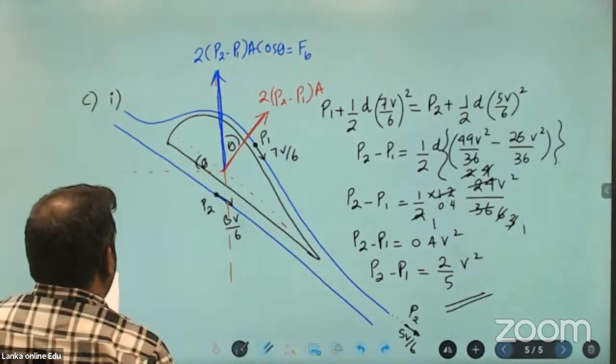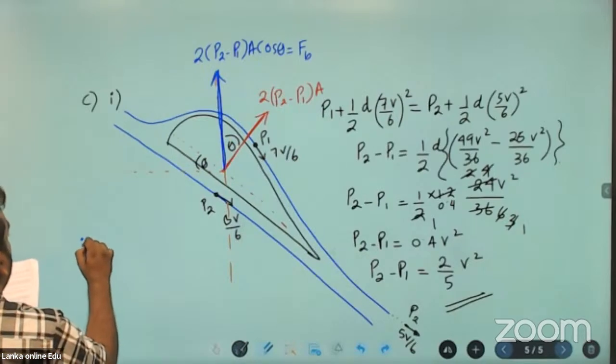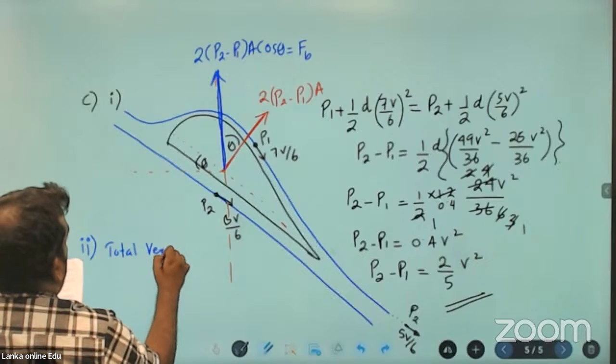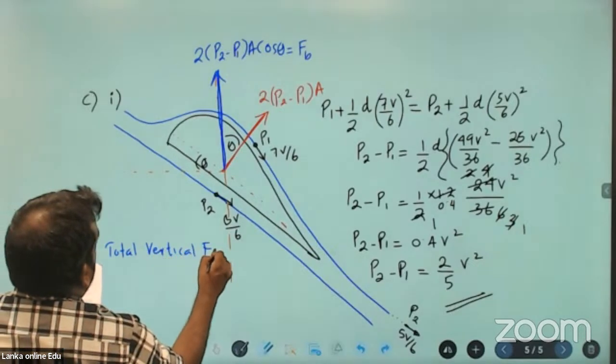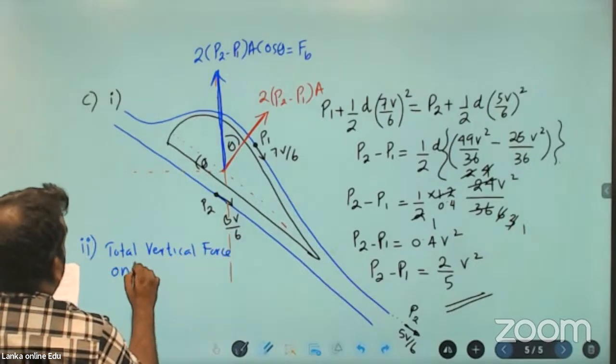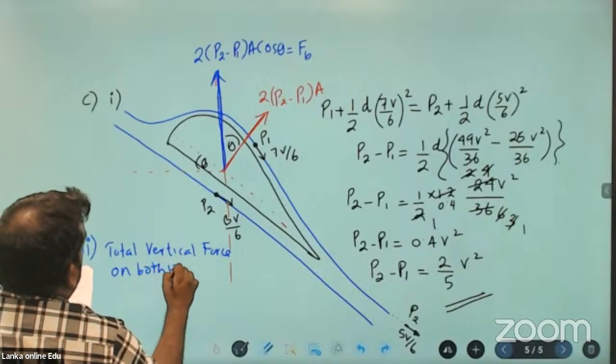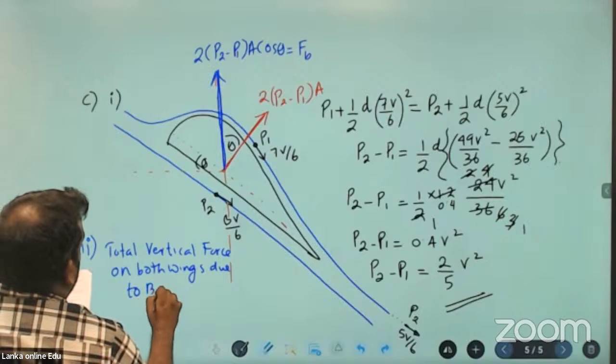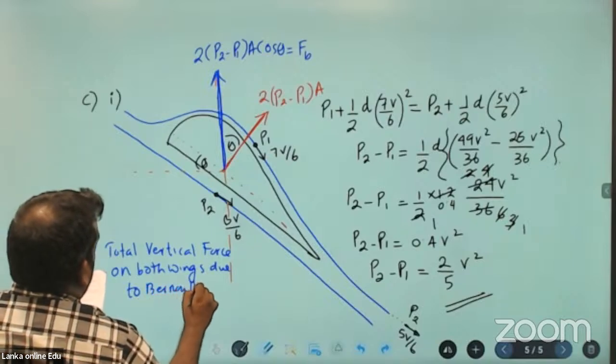Simplify the relationship carefully. Roman 2: total vertical force on both wings due to Bernoulli.